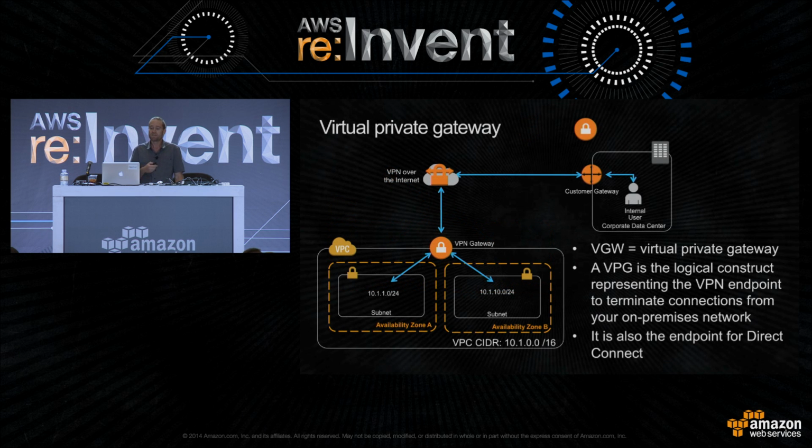The virtual private gateway is a logical construct, and this represents the VPN endpoint in the AWS VPC to terminate your VPN connections. So it's also the endpoint for Direct Connect connections as well. We're going to talk more about Direct Connect and what you might do with Direct Connect later in the talk.